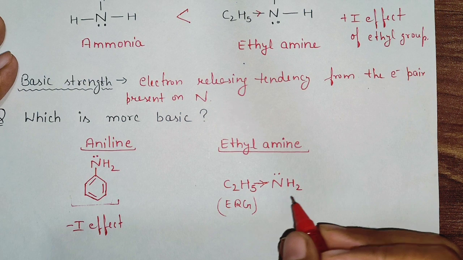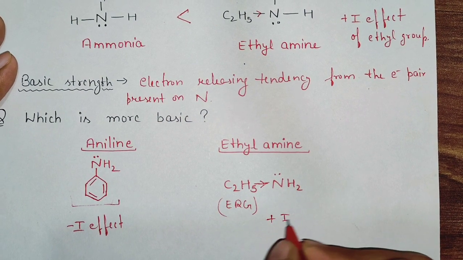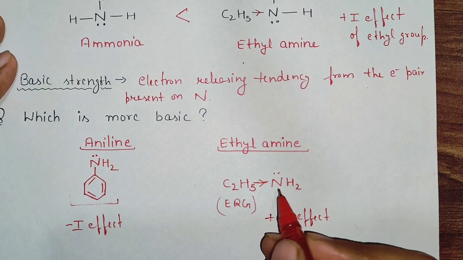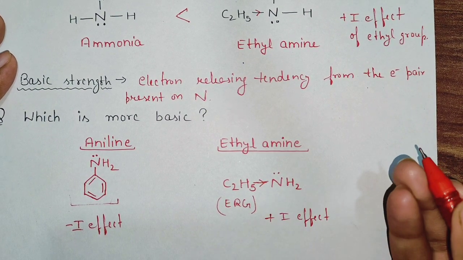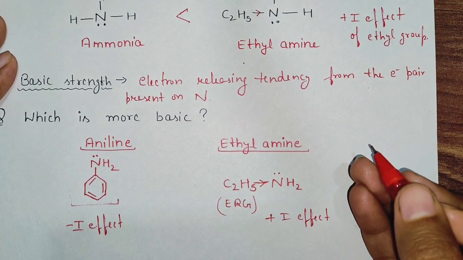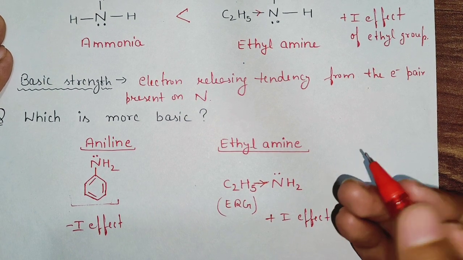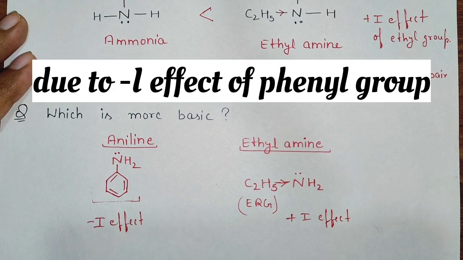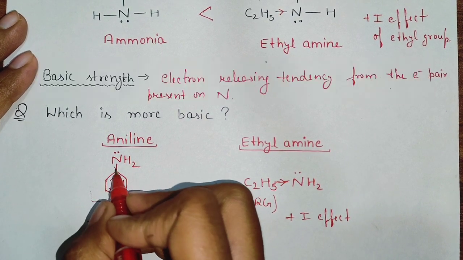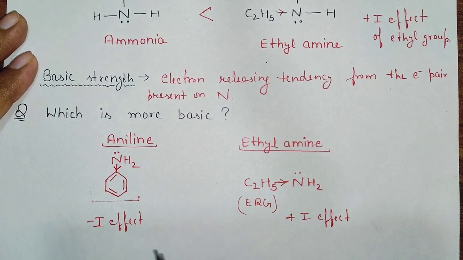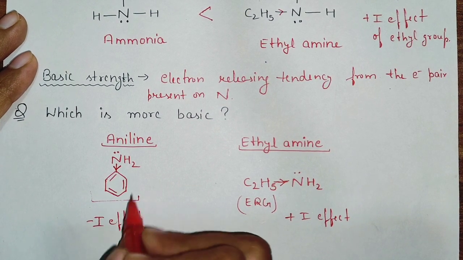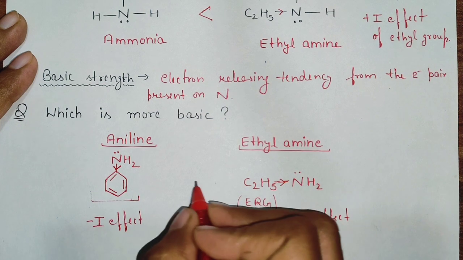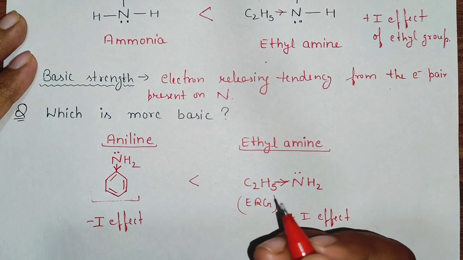Again the same concept is applied. It is electron releasing, plus I effect increases. So electron density increases on this nitrogen and it will easily donate its electrons. That leads to basic strength. And in this, due to the minus I effect of aniline, it is withdrawing electrons towards itself from the nitrogen atom and it will delocalize all the electrons in its benzene ring. So this is less basic as compared to ethylamine.